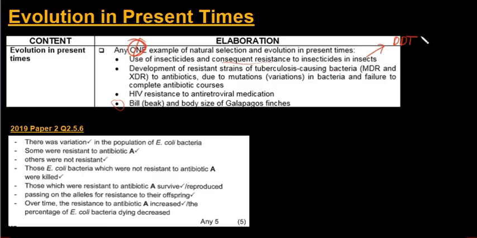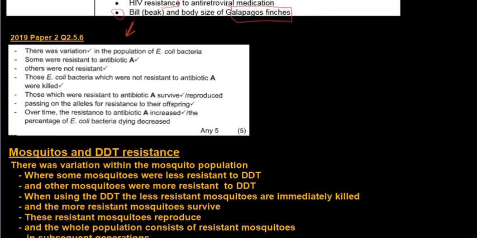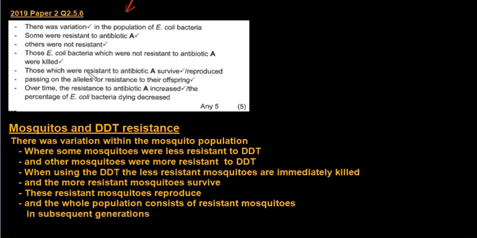Now, with all of these, you'll see that I keep talking about the recipe. So how you answer it will be the same. You will just replace, obviously, the subject matter. So you will talk about HIV resistance or antibiotic resistance in bacteria. And let's move down and then we'll look at what I'm talking about. So this was a question in 2019's final paper, paper 2, specifically question 2.5.6. So you can go have a look at that question. But it was about bacteria becoming resistant to antibiotics.